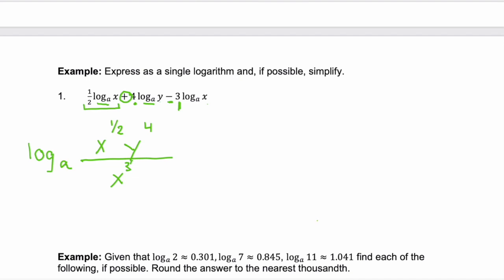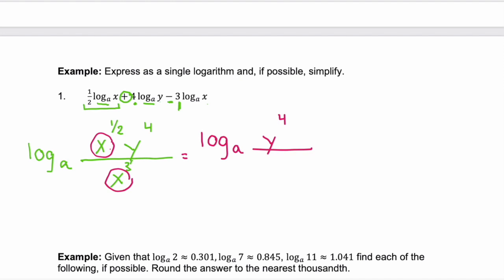Now, is it simplified? No. And it's not simplified because we have an x in the numerator and in the denominator. We want to only have one x and one y value. So we need to use our exponent properties. So remember, we'll keep the y to the 4th.